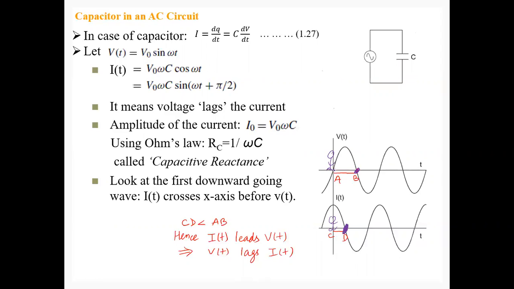Now from here to here, what is the distance? AB. From here to here, what is the distance? CD. Which one is bigger? CD is longer, or AB is longer? Which is the shorter time, right? This is the time axis. CD is the shorter time. AB is the longer time.